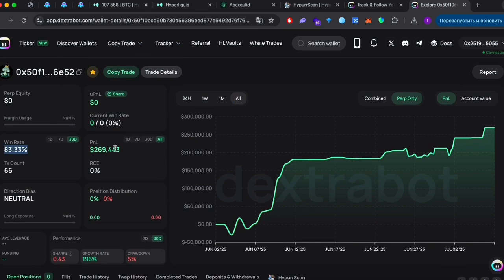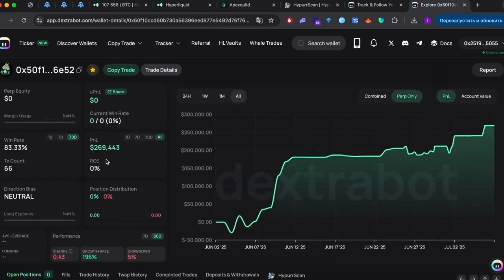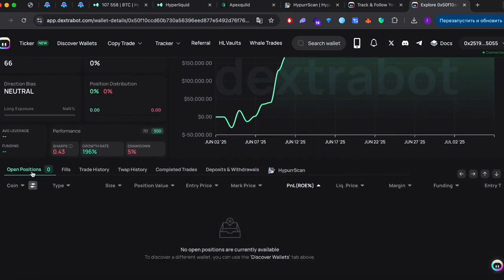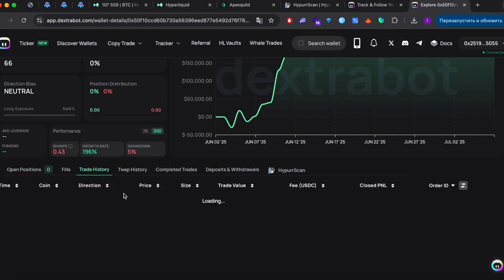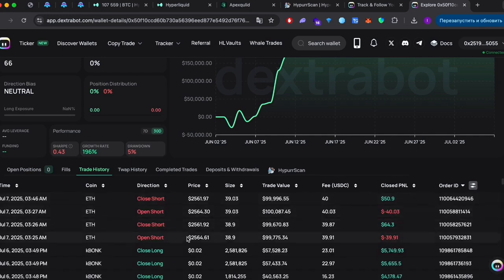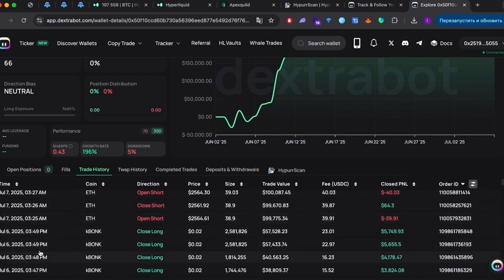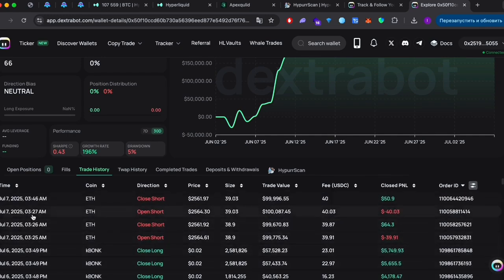Here we also see his win rate and total P&L for all time. Also, if we go down below, there is a section called Open Positions, and there is Trade History, that is, Trading History. Here we can see all of it recently. Open trades, and pay attention to the time right away.